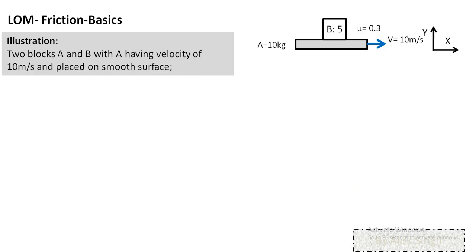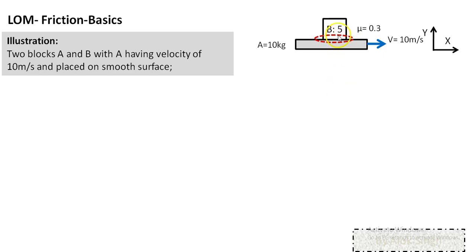Let's take a simple illustration. There are two blocks A and B, with A having a velocity of 10 meter per second, placed on a smooth surface. So here A is placed on a smooth surface, but the surface between A and B has a coefficient of friction of 0.3. So what would happen in this case? Again, we will take the x-axis along the contact surface, along the horizontal direction. Let's analyze this question. First of all, where is the contact surface? This is the contact surface.